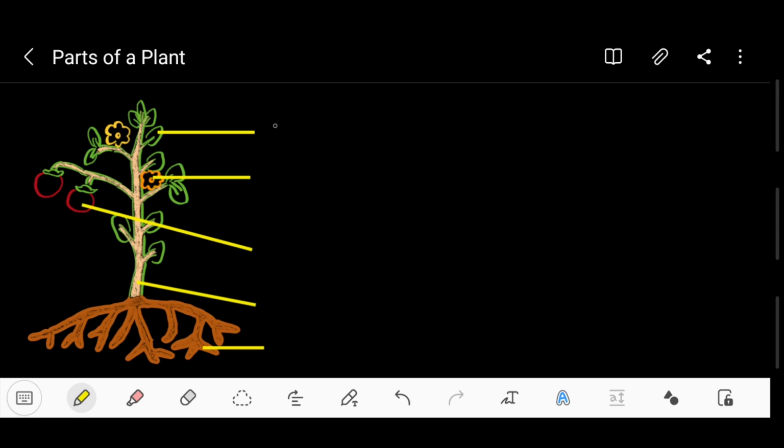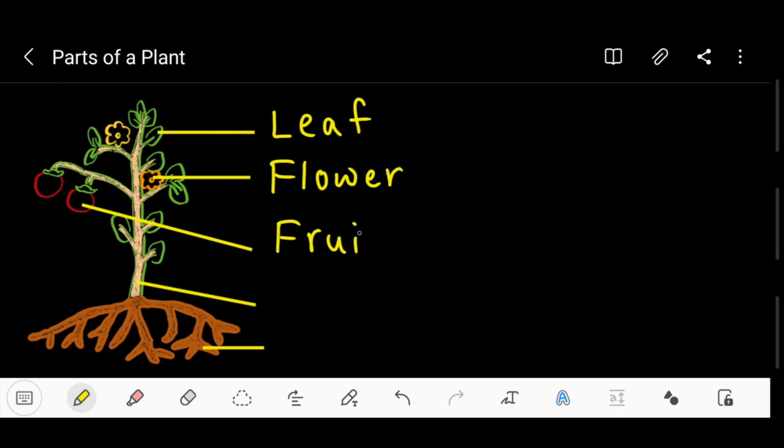The first one is the leaf, and the second is the flower. The third is the fruit. The fourth is the stem. And finally, we have the roots. So let's start with the leaf.